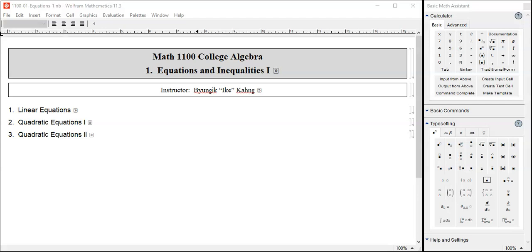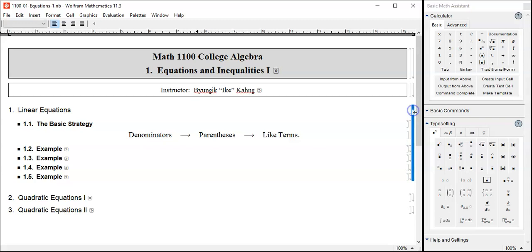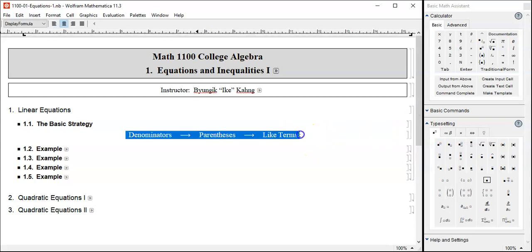Hello students, welcome back. Shall we have a bit of a recap? This is a basic strategy.